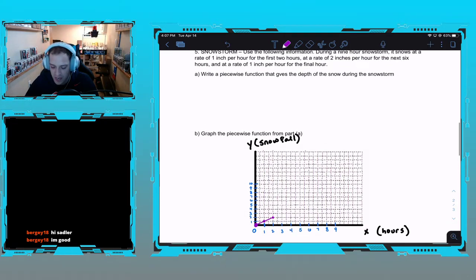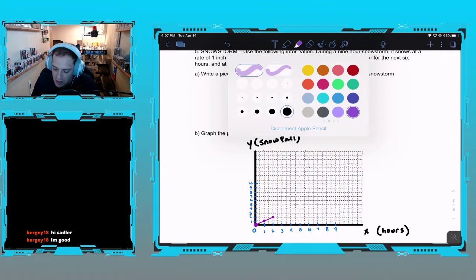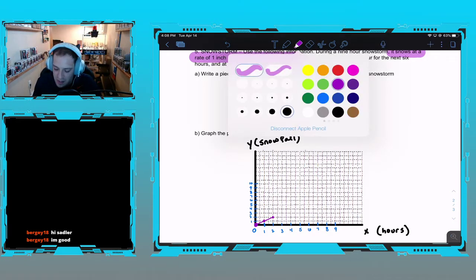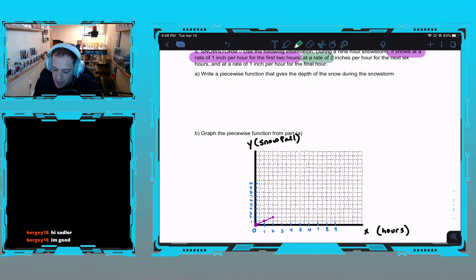So I'm going to highlight it up there just so I'm color coding so you guys are seeing where all this is coming from. It snows at a rate of 1 inch per hour for the first 2 hours. Now the next part says that we're going up at a rate of 2 inches per hour for the next 6 hours.